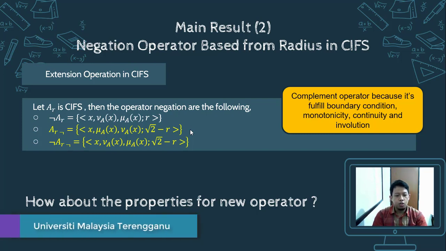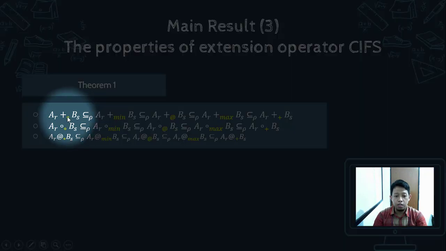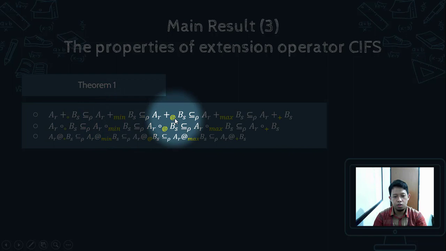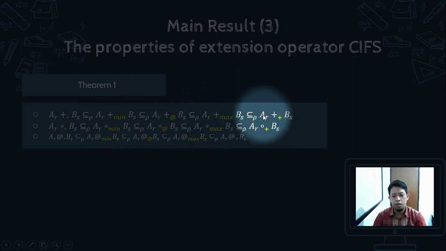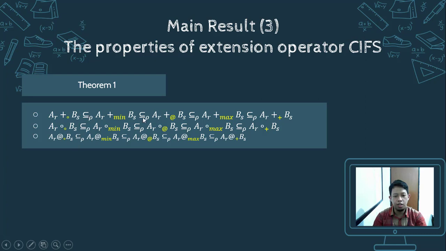And then the next question is how about the properties of the new operators? I have four theorems. The first is theorem 1. The objective of theorem 1 is to get the relation between the radius operations. If I have plus radius dot, we get plus radius min, plus radius add, plus radius maximum, and plus radius plus. So the relation is subset based on rho. The three points are the same.